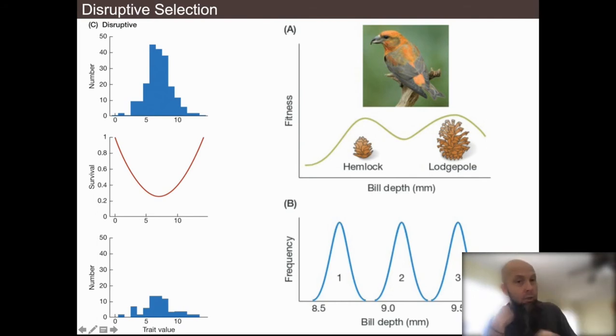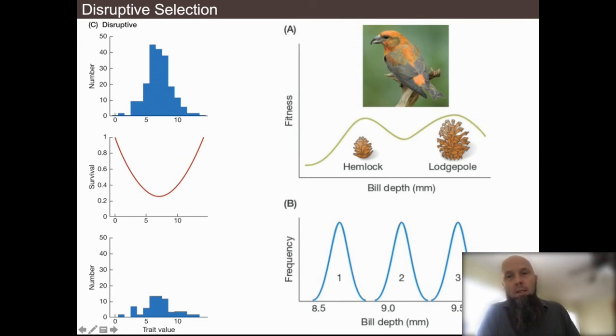Hence, we have a red U-shape selection curve. And what that means is individuals at both extremes have the highest survival, and we are going to see the population diverge to have much smaller and much larger sizes.